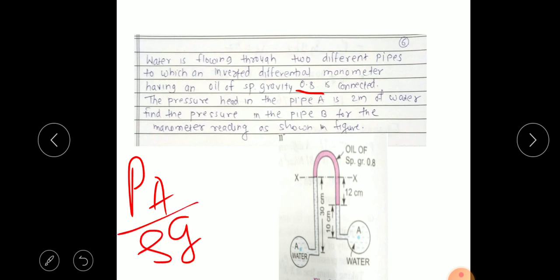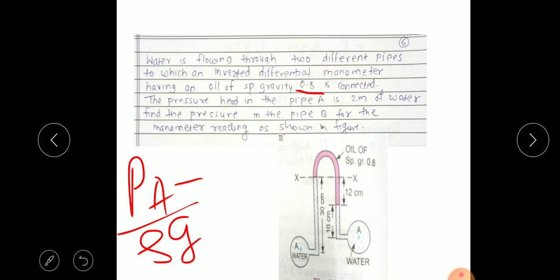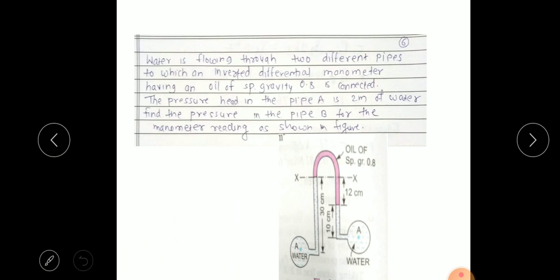Pressure head in pipe A is 2 meter of water. So pressure head is given in terms of 2 meter of water, that is PA by rho g is 2 meter of water. Find the pressure in the pipe B. So actually this is pipe B. Find the pressure in pipe B for the manometer reading as shown in the figure.